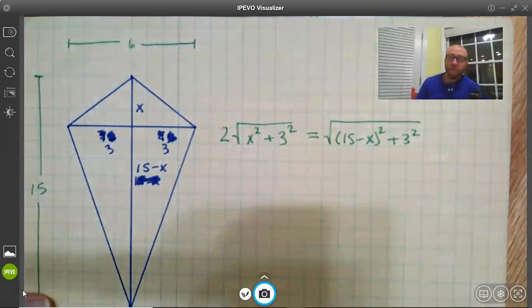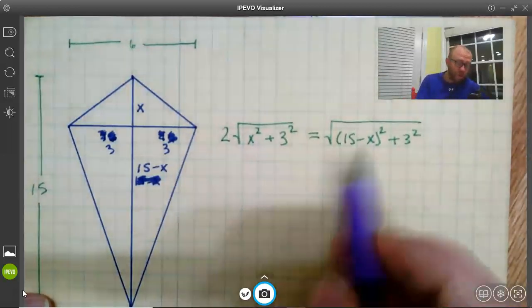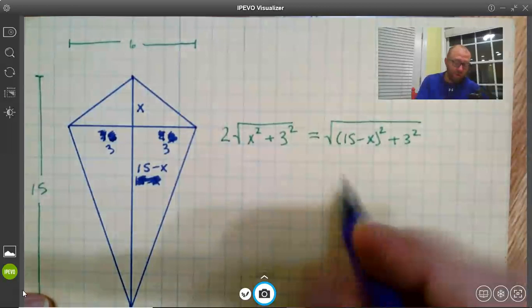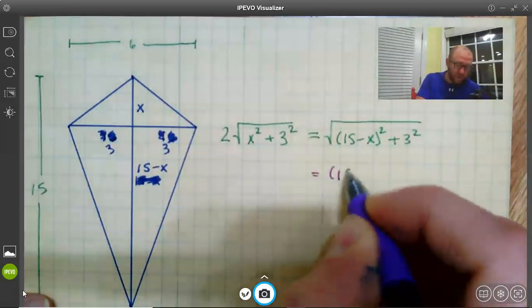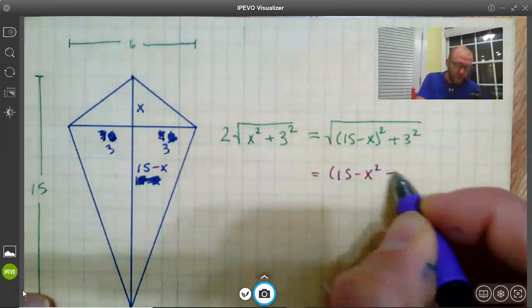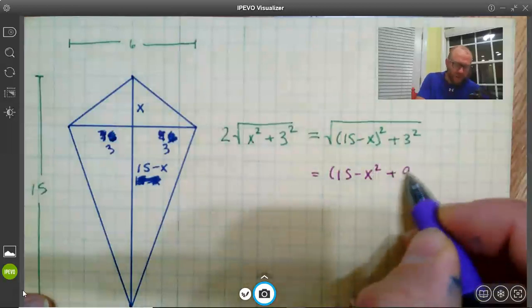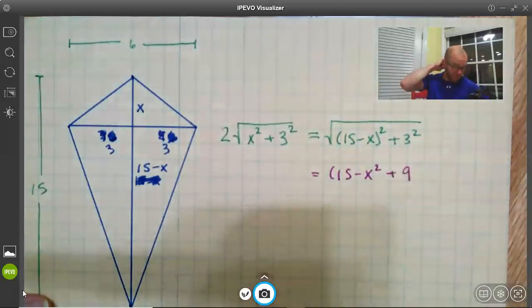So let's solve this equation. First thing I'm going to do is get rid of these square root brackets. I'm going to square both sides. Over here I just end up with 15 minus x squared plus 3 squared. That's just 9. Over here on the other side, when we square, be careful.